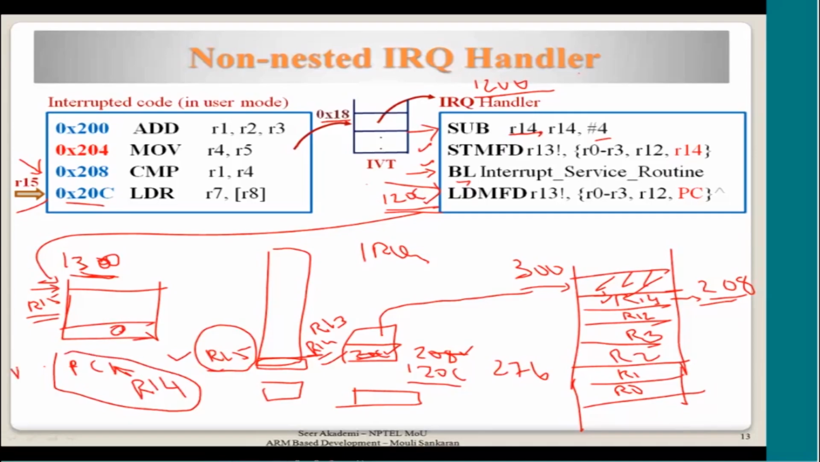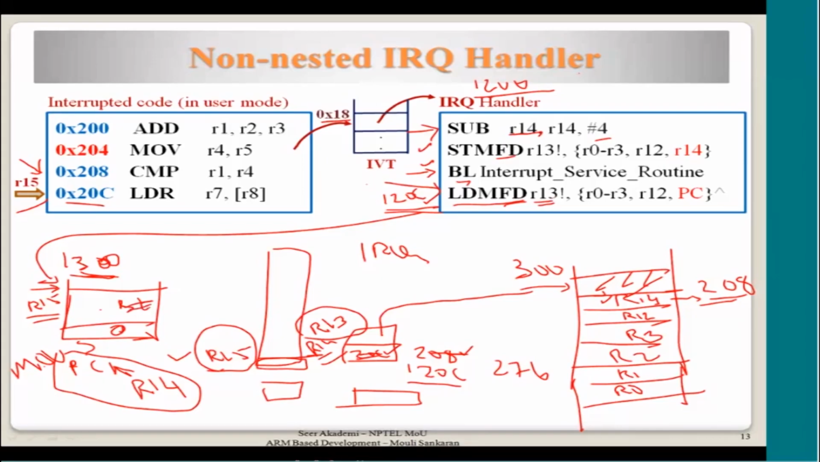Now it's a very interesting part. LDMFD, again the same logic. The stack is the same; you cannot have a different stack operation. And R13 happens to be the same. But you may wonder whether R13 is modified. It could be. Suppose there was a BL inside, you have to take care of saving the value of R14 there, since it would have overwritten the previous value, and then it will come back. But in our case, assume there is no BL executed.